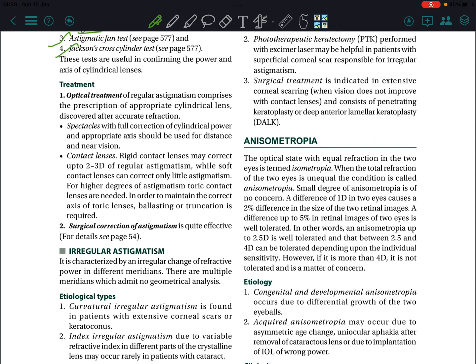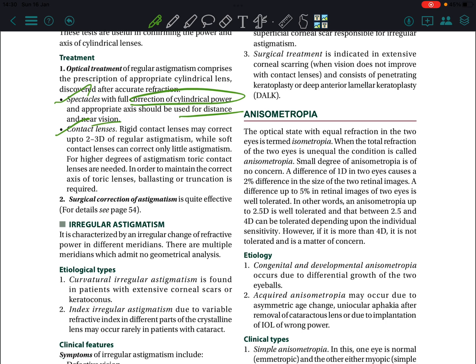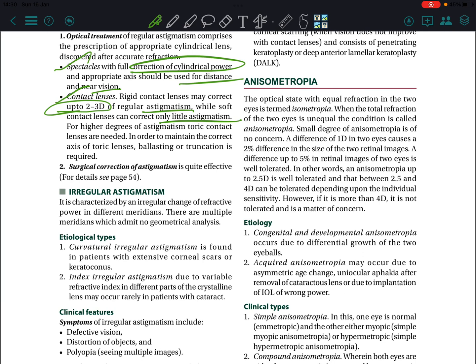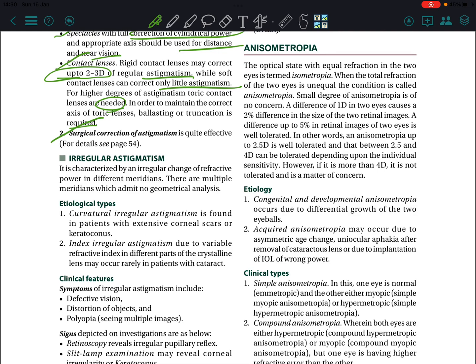Treatment: optical treatment, spectacles, contact lens. Spectacles with full correction of cylindrical power and appropriate axis should be used for distant and near vision. Contact lens: a rigid contact lens may correct up to 2 to 3D of regular astigmatism, while a soft contact lens can correct only little astigmatism. For higher degrees of astigmatism, toric contact lenses are needed. In order to maintain the correct axis of a toric lens, ballasting or truncation is required. Surgical correction of astigmatism is quite effective.